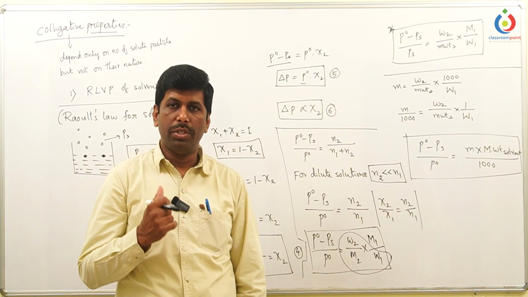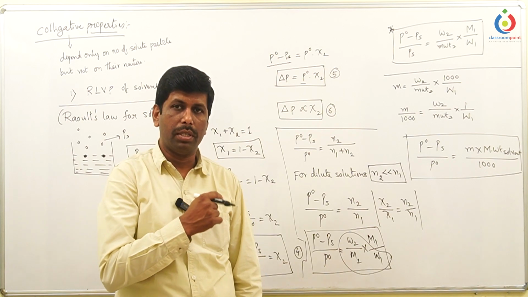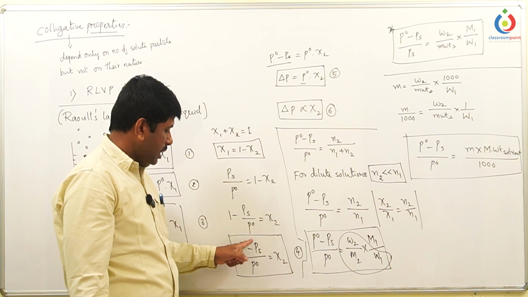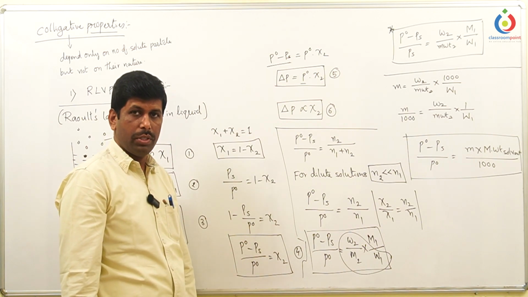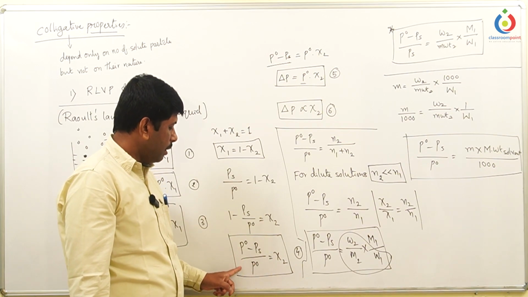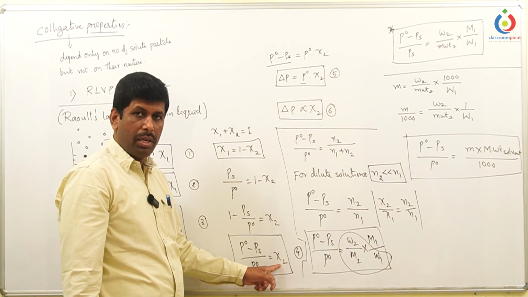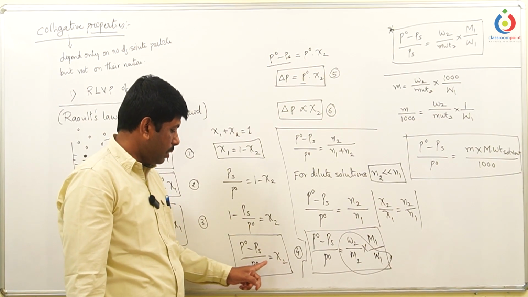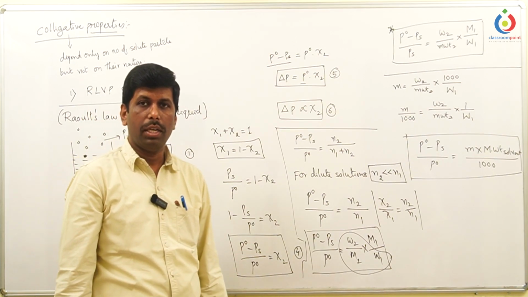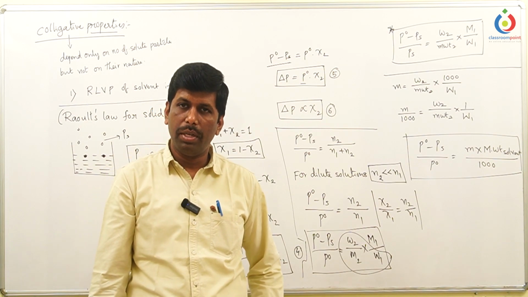As I promised you, I will now tell you how the relative lowering of vapor pressure is independent of the temperature. You see that here P naught minus Ps by P naught equals the mole fraction of the solute. Mole fraction has no units. Relative lowering of vapor pressure also has no units. Mole fraction is independent of the temperature. Since it equals the relative lowering of vapor pressure, the relative lowering of vapor pressure is also independent of the temperature.